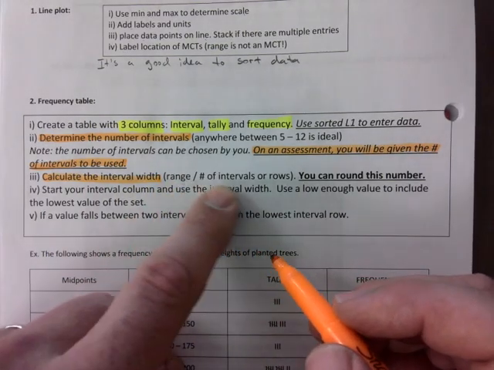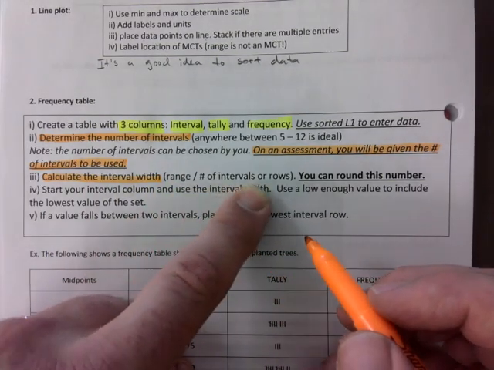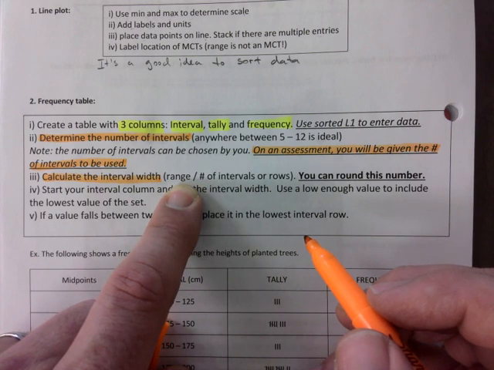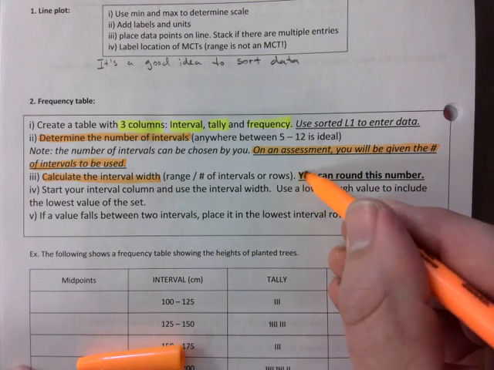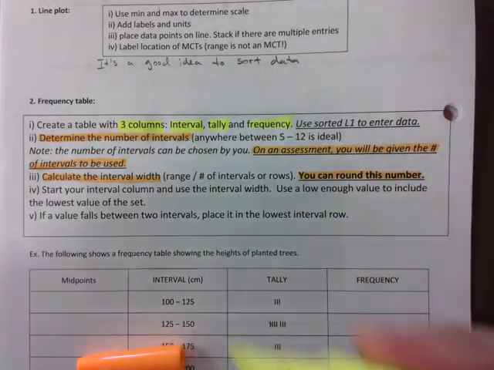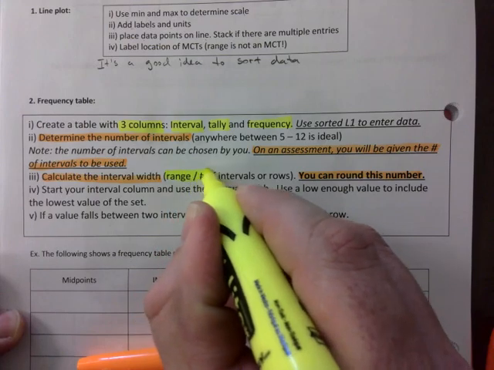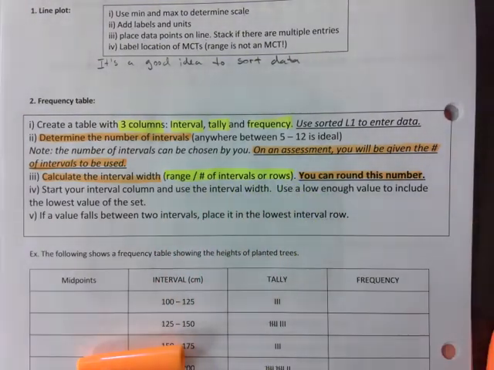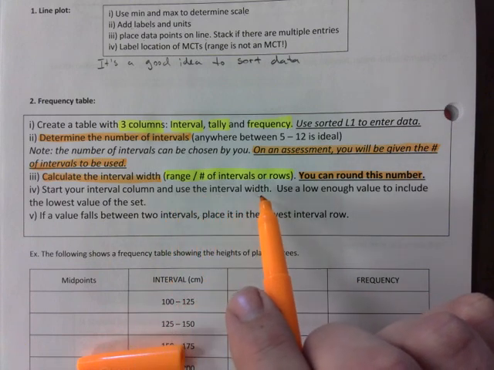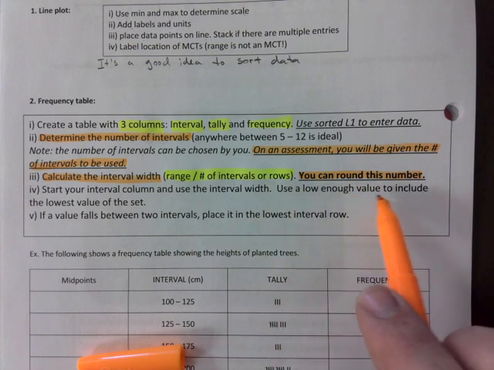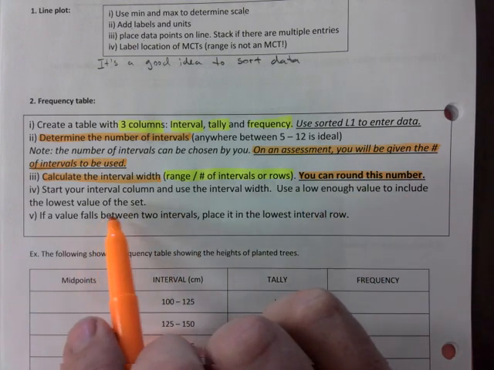So we go range divided by number of intervals or rows. You can round this number. Range divided by number of intervals or rows. That's how you find the interval width. Start your interval column and use the interval width. Use a low enough value to include the lowest value in the set.